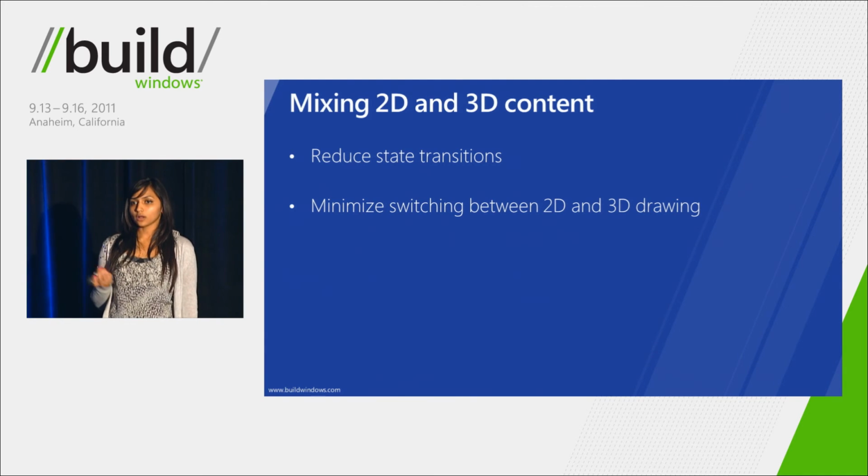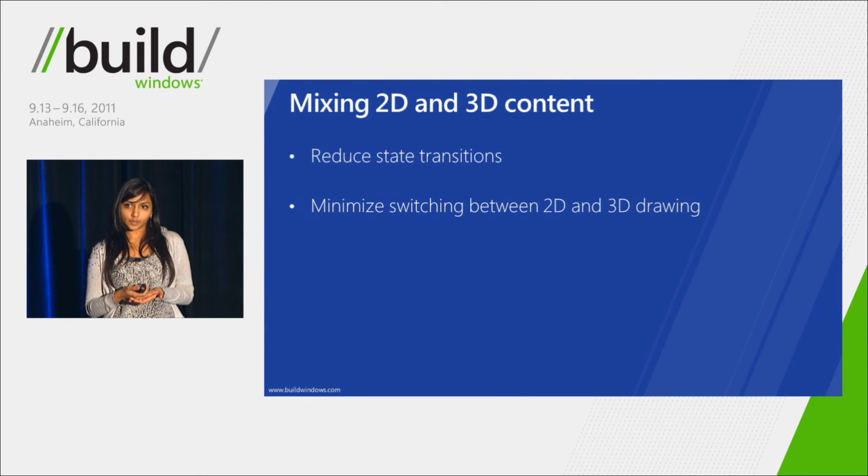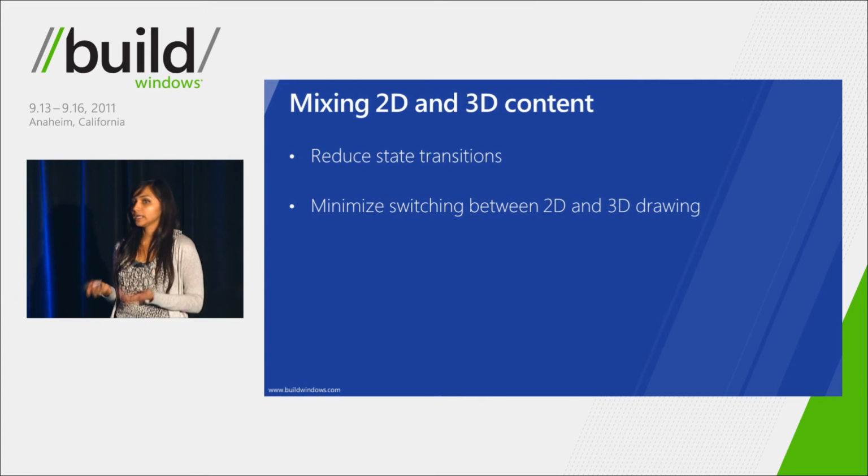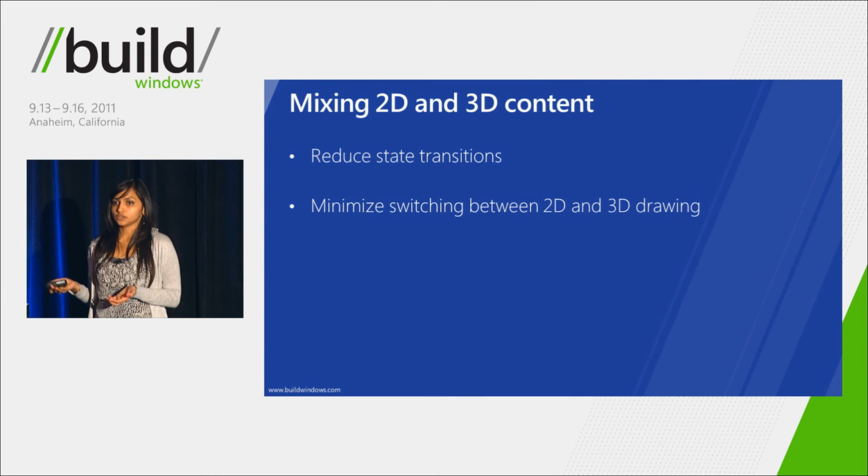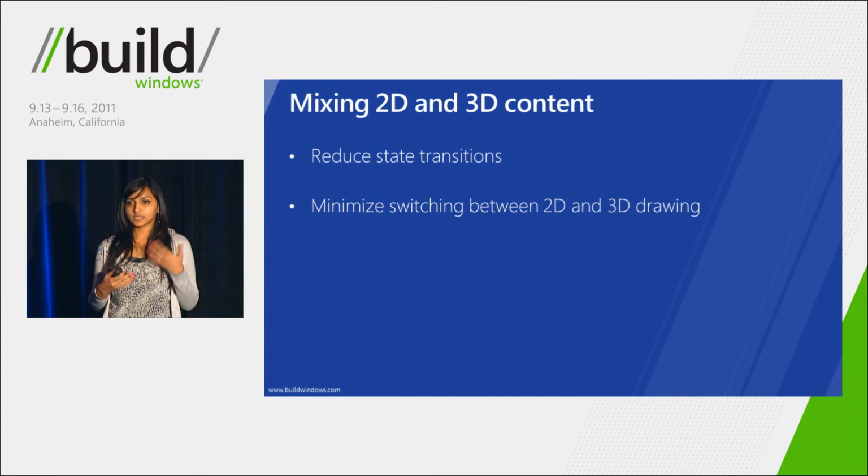And this point is also true if you're just drawing 2D content, and if you are, say, dealing with lots of intermediates. You don't want to keep switching between the intermediates because internally it does incur a state transition. So you want to minimize setting the targets repeatedly, or when drawing 2D and 3D together, minimize the transitions between them.